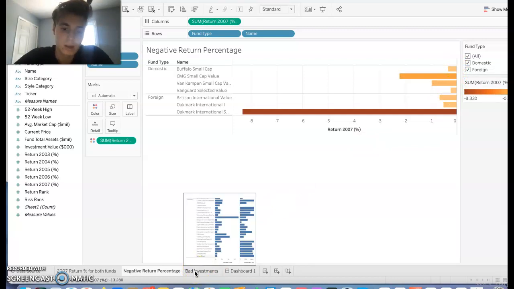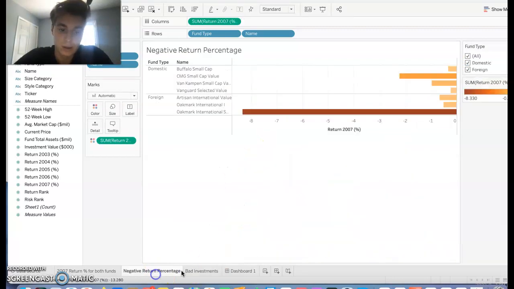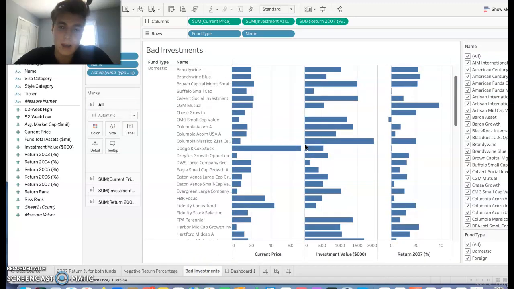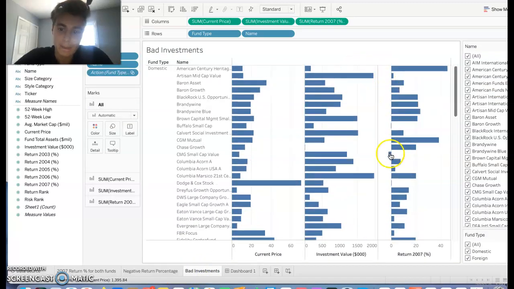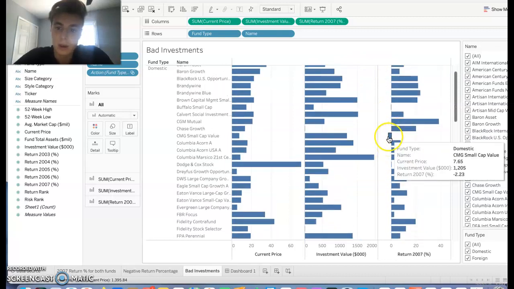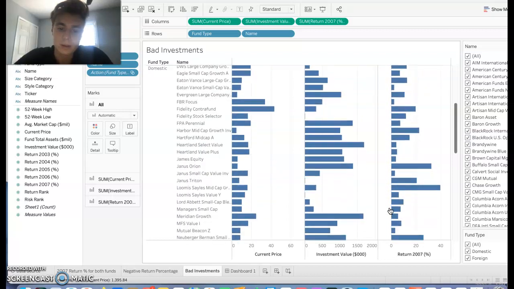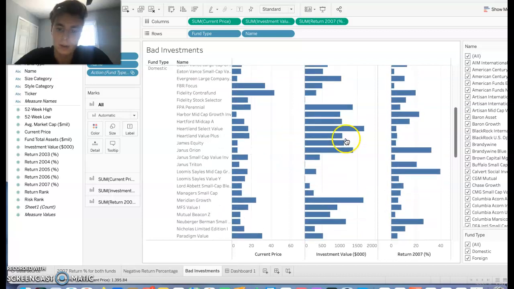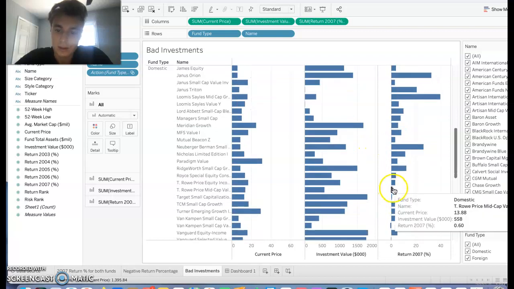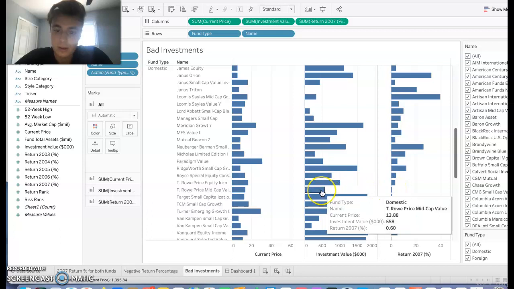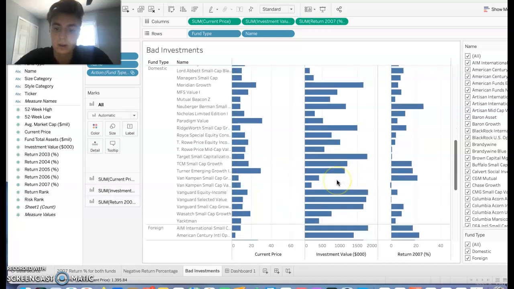To take it even further, I wanted to see which would be bad investments, so I created this sheet. From here, there are some returns that just aren't as good, but there's a lot of investment value, or more investment value. Like this, for example, you see the return is 0.6, but it's got an investment value of 558 and a price like that.